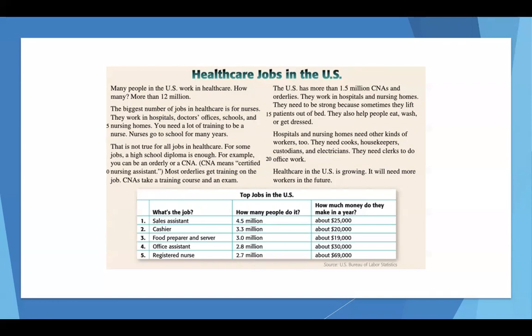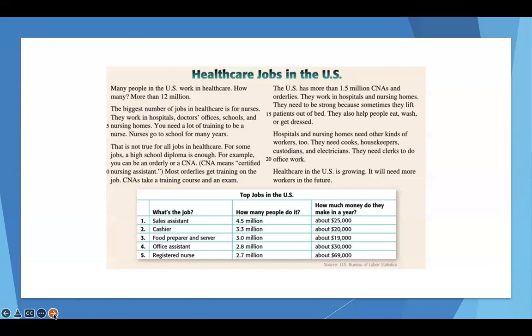Top jobs in the US. What's the job? How many people do it? And how much money do they make? Sales assistant, 4.5 million, they make about $25,000 per year. Cashier, 3.3 million people, they make about $20,000 per year. Food preparer and server, 3.0 million people, they make about $19,000 per year. Office assistant, 2.8 million people, they make about $30,000 per year. Registered nurse, 2.7 million people, they make about $69,000 per year.